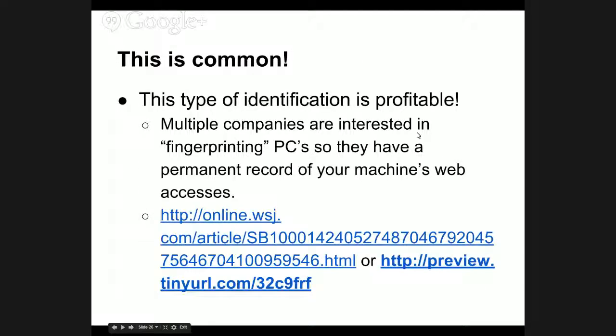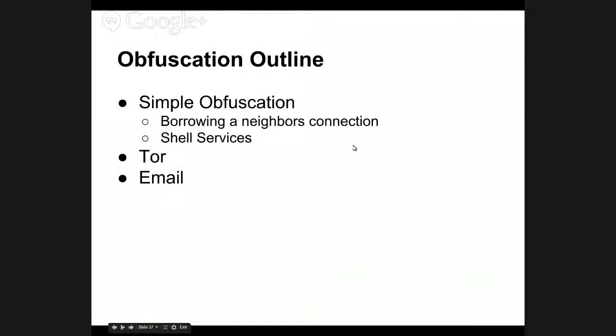And oh, by the way, this is common. The reason is that companies think that this information is very valuable, and there are companies trying to make a profit by uniquely identifying all of the machines on the internet. So it will be very interesting to see, especially with the Internet of Things, how this pans out in the end. Okay, so this is the end of the identification portion of this. Do we have any questions at this point? We're good? Okay.